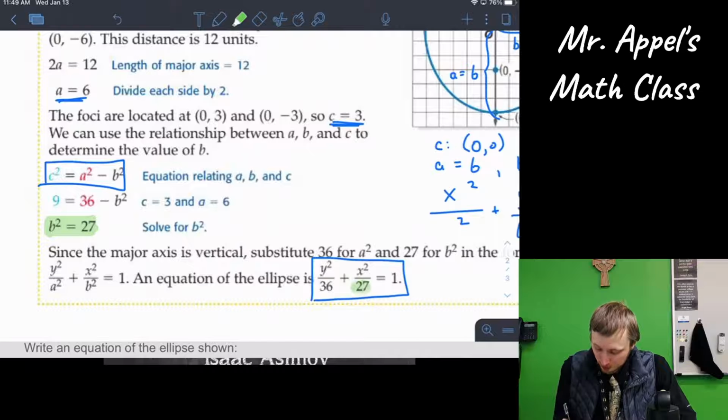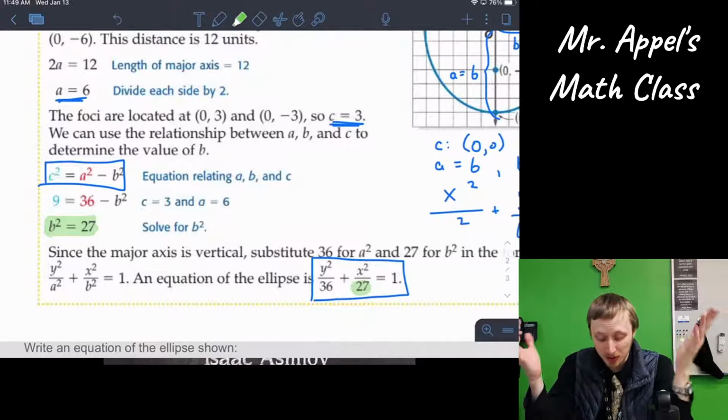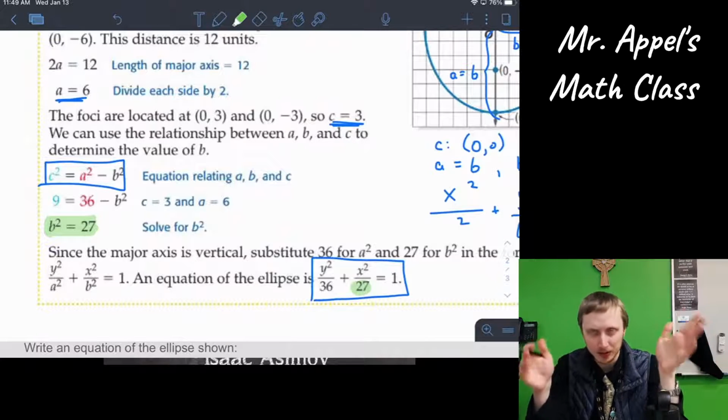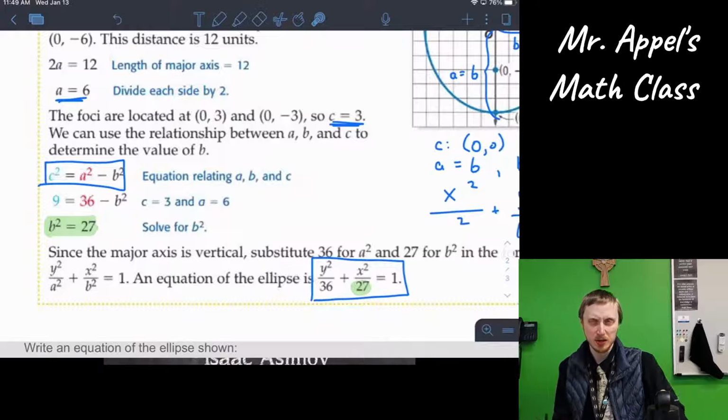If I'm just writing the equation, I only need B squared, really. So the square root of 27 is not an integer, but that's not an issue, okay? It only comes up if necessary. If something asks you, hey, what's the length of the minor axis? Absolutely, you got to put square root of 27. But otherwise, just put down 27. I only need B squared.